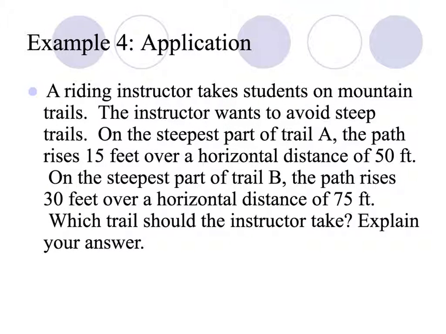So here we're looking at one of our friends, the word problems. So we have the steepest part of trail A. So for trail A, we have a rise of 15 feet over a horizontal distance of 50 feet. That will reduce to 3 over 10, or 0.30. Decimals will be a little easier to work with in this problem.